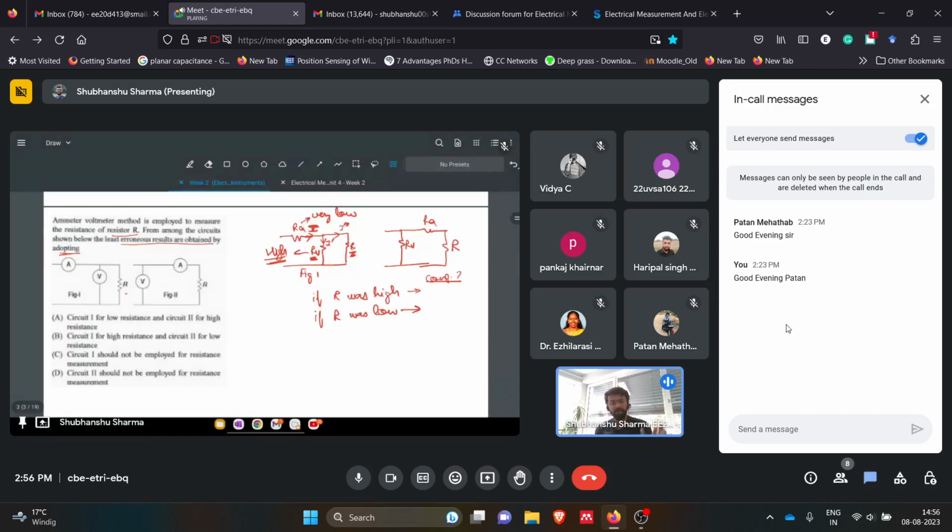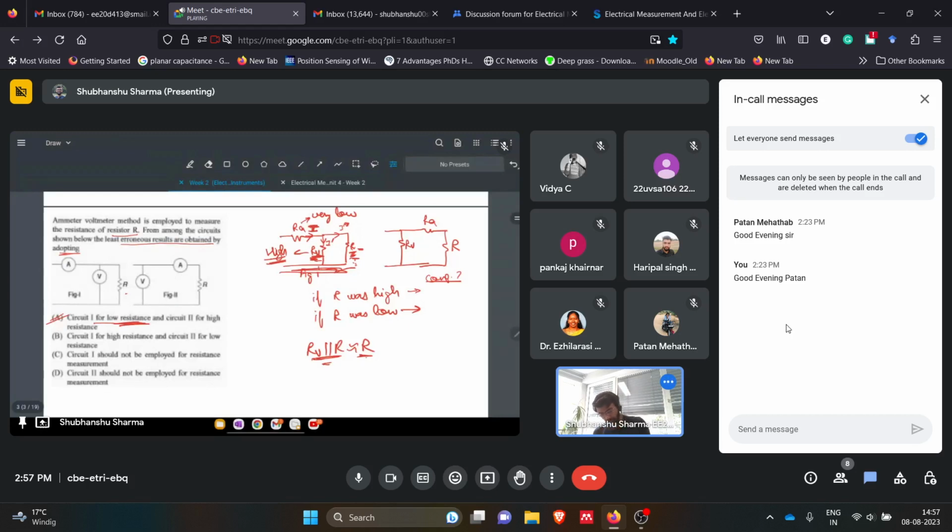If no, okay. So the answer for this is the first part, because circuit I is for low resistance. As I said, circuit I is having low resistance. If this R is having low resistance, that means this RV, because this is in parallel with R, so RV parallel R will be approximately equal to R. So this will be good. This configuration is good for a low value of resistance R, because in a parallel combination, the resultant is lower than the lowest of the two resistances.